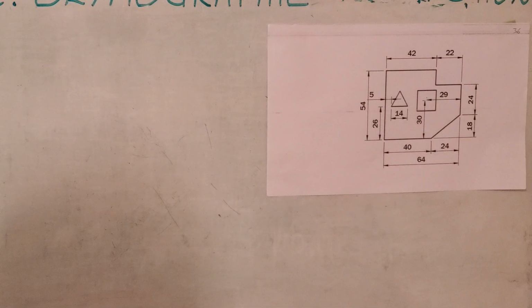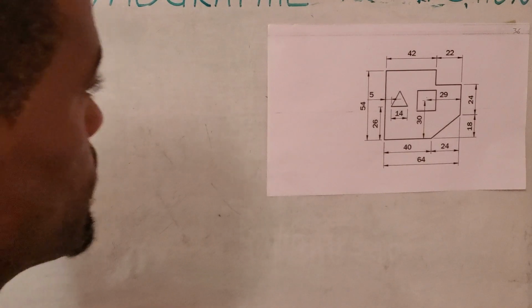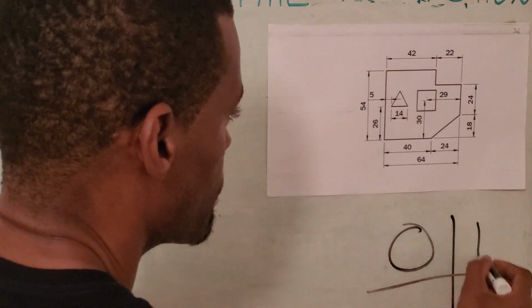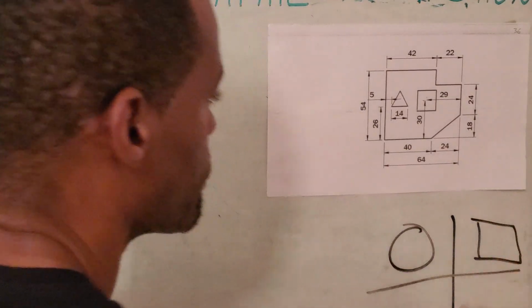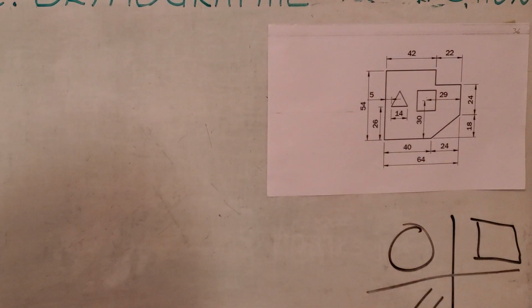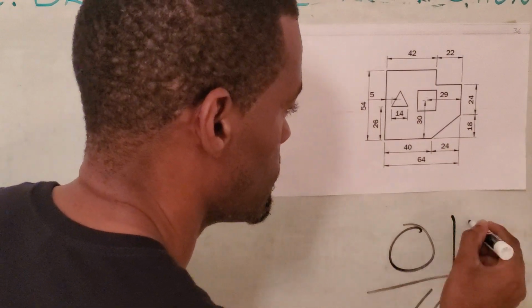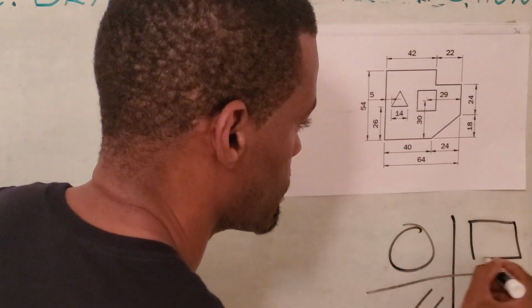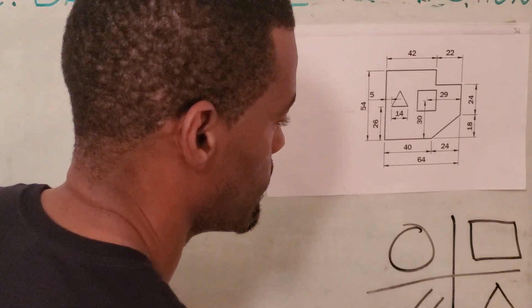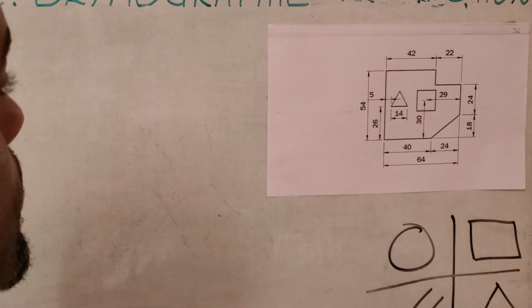And as I've said before, we always try to break down a figure into three main shapes: circle, rectangle, triangle, and a line or parallel line.